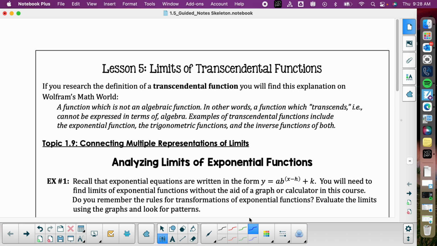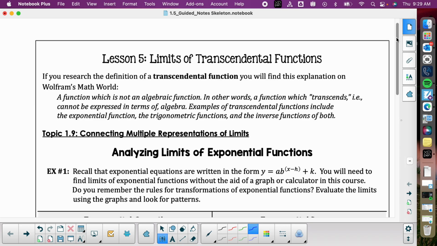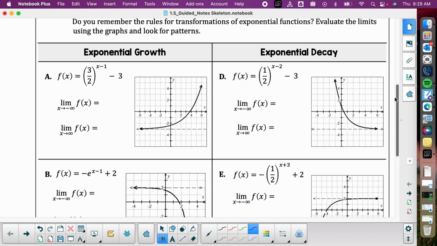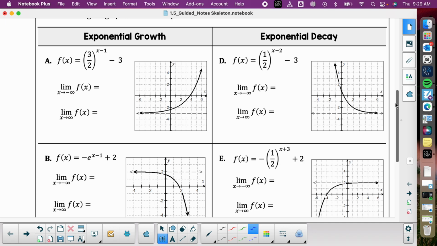This one sounds far worse than it is. Don't let the word transcendental make it feel like these are difficult. Transcendental, for the most part, will just be exponential, but it also includes some various trig ones. So I figure I'll try to cover as much as we can. Now, to me, the exponential ones are covered way more than they need to be in this packet, or way more than I hope they need to be, I should say.